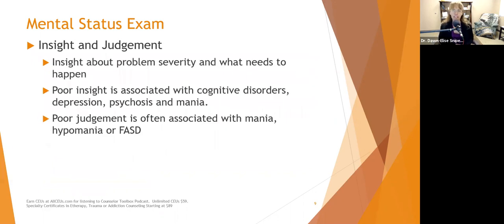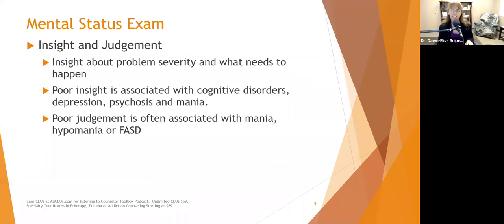Insight and judgment. We want to figure out if they have insight about their problem severity and what needs to happen. A lot of times when you're working with people who are involuntary and or who may have substance abuse issues, their insight about the problem is very limited. And people with psychotic disorders and personality disorders also often have very limited insight because their presenting issues are egocentric. It's part of them. They don't see it as weird. They see everybody else as having the problem.